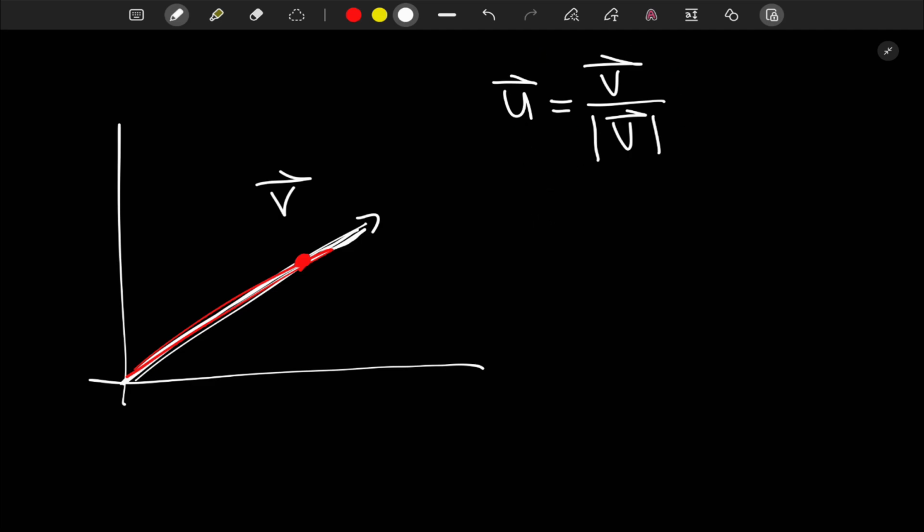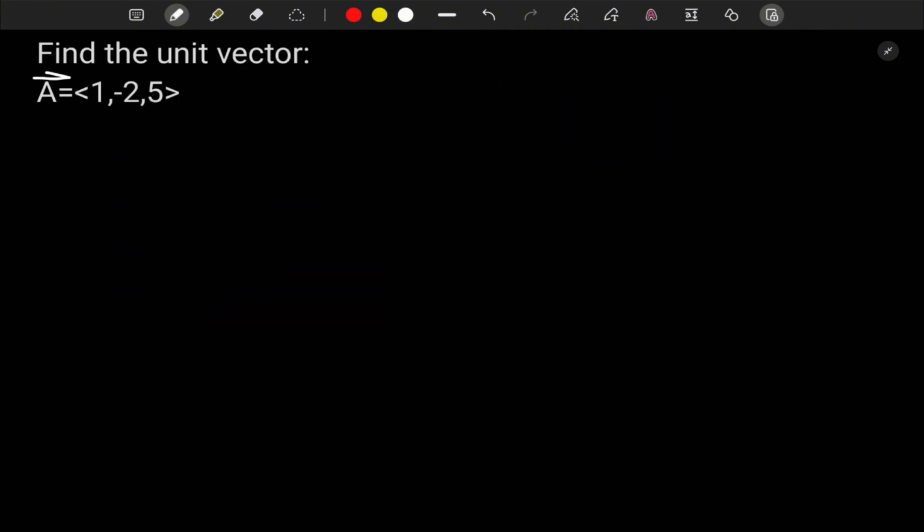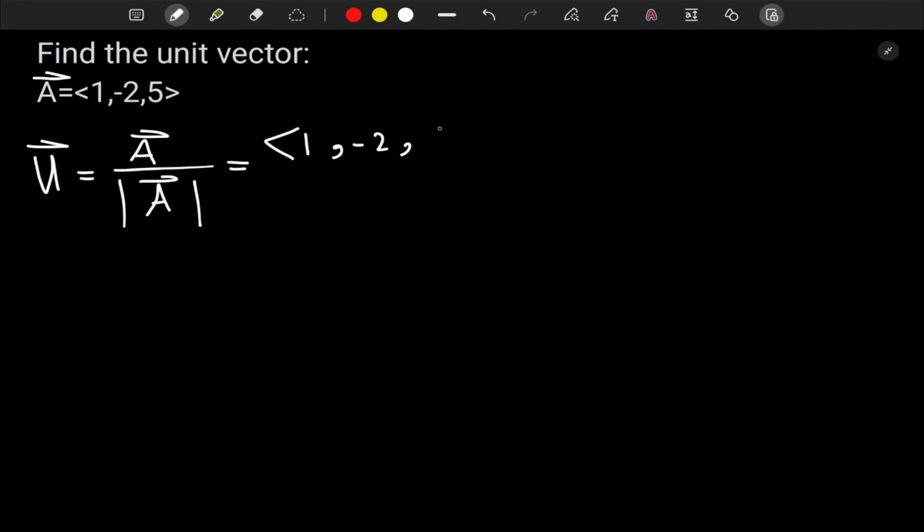Now let's look at an example. Now let's find the unit vector for this a vector right here. So we know that the unit vector equals the vector divided by its magnitude. So we have the vector right here, which is 1, -2, 5.